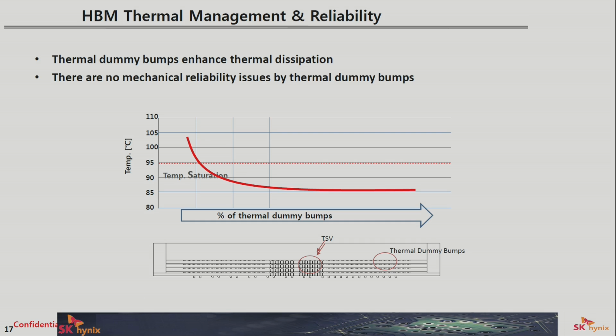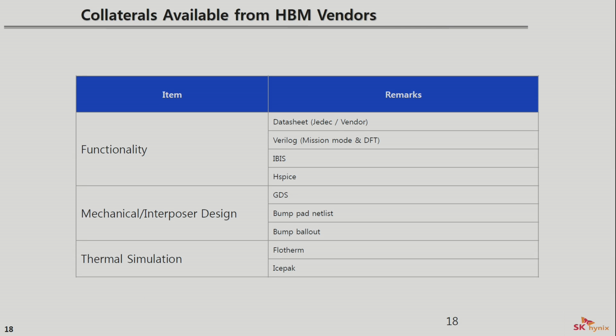It follows a curve of diminishing return. The more thermal dummy bumps you add, the better the heat dissipation, but it tapers off at a certain level. And so the HBM devices that you see in the industry will have thermal dummy bumps built into them throughout the device to allow heat to dissipate and maintain a thermal delta between the base die and the top die at a specified area, region.